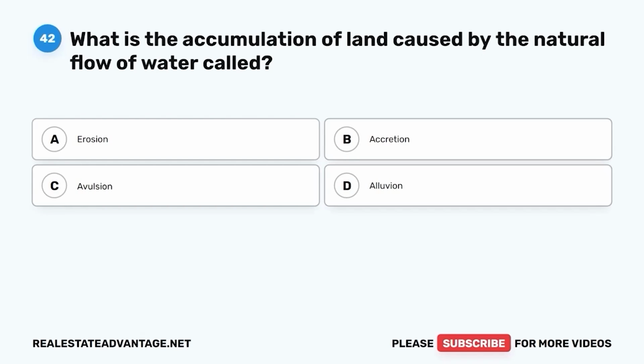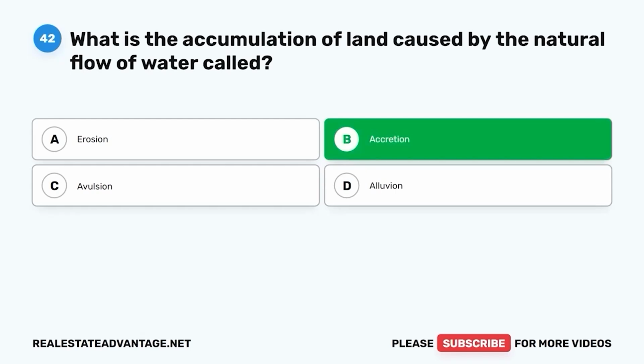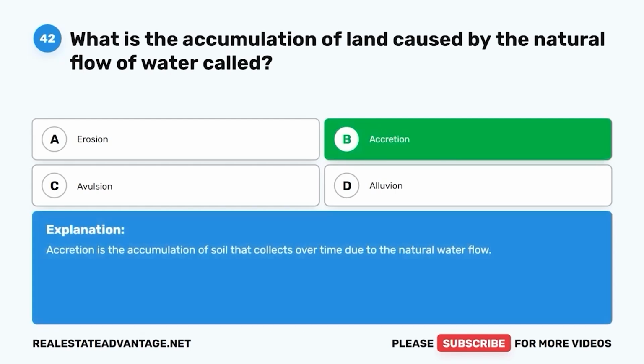Question 42. What is the accumulation of land caused by the natural flow of water called? A. Erosion, B. Accretion, C. Avulsion, D. Alluvion. The correct answer is B. Accretion. Accretion is the accumulation of soil that collects over time due to the natural water flow.